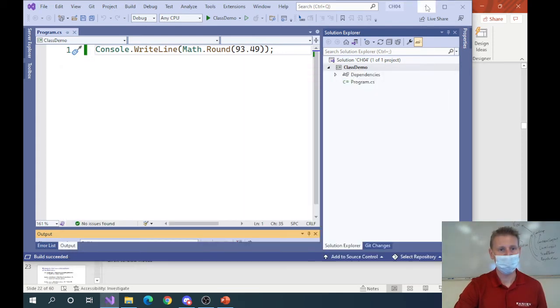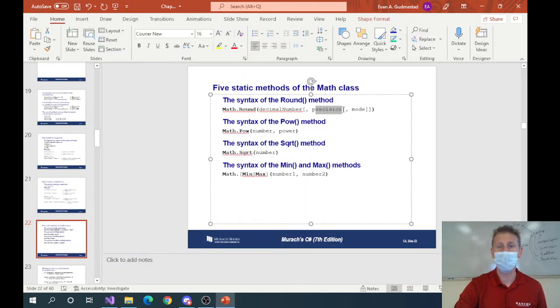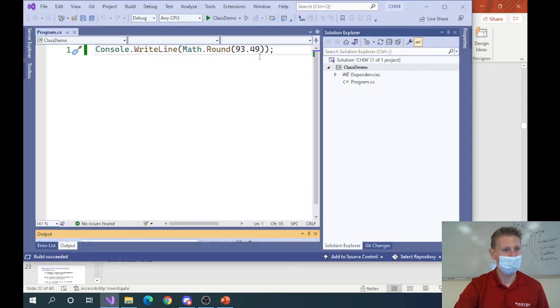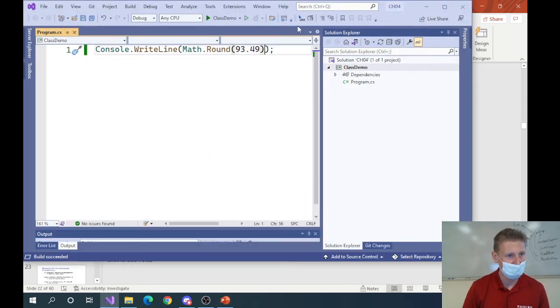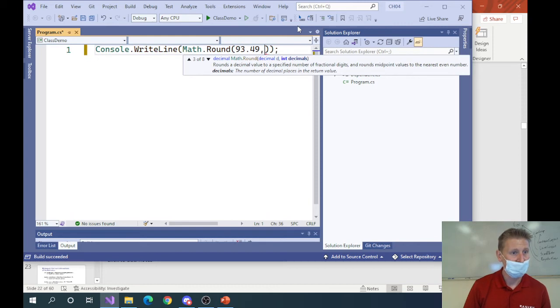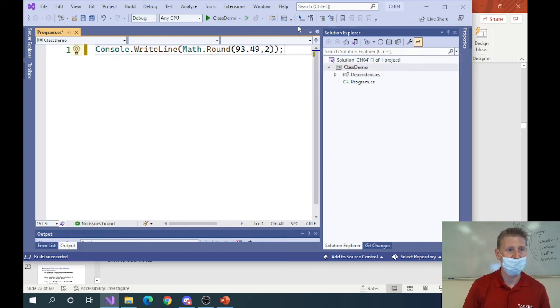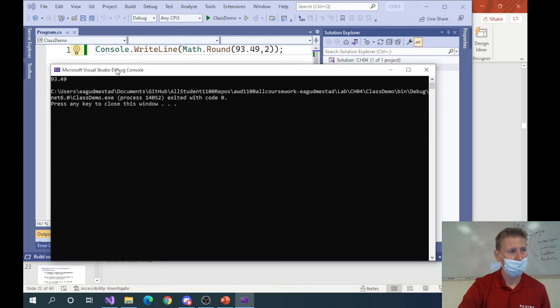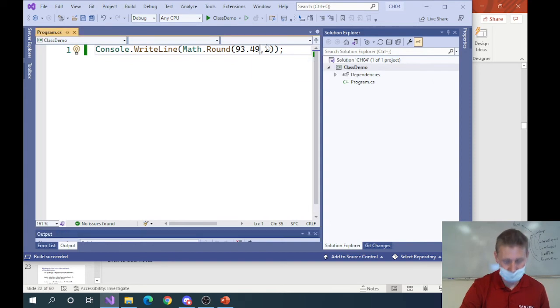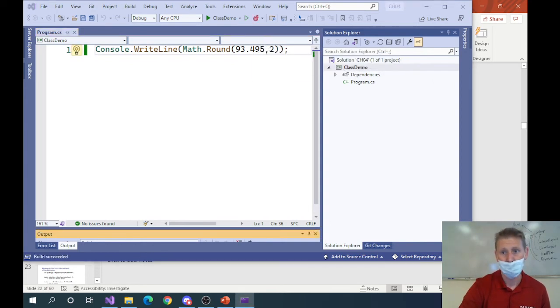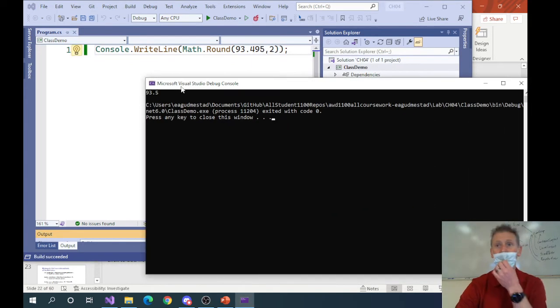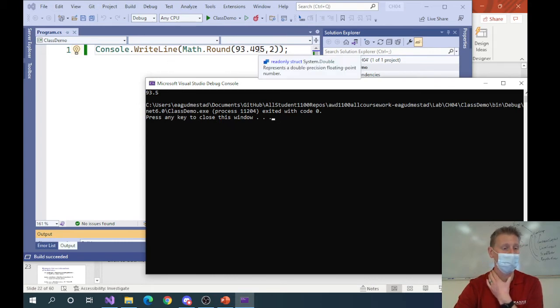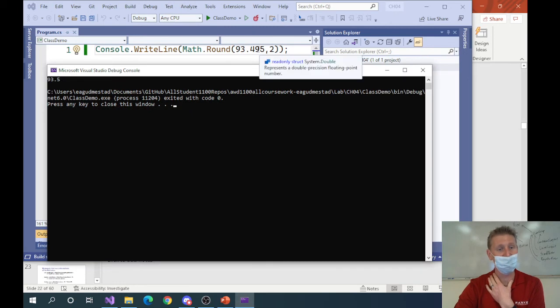But what if you want to specify a different number of precisions, right? So maybe the second argument here, comma, how many decimals? All right, now let's see what it does. Let's just do 495. Now there we go. So that gets you to round up after the second decimal.